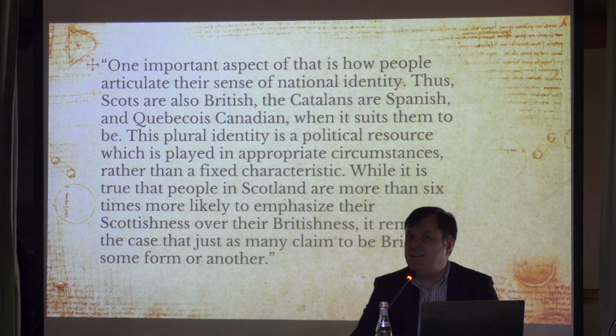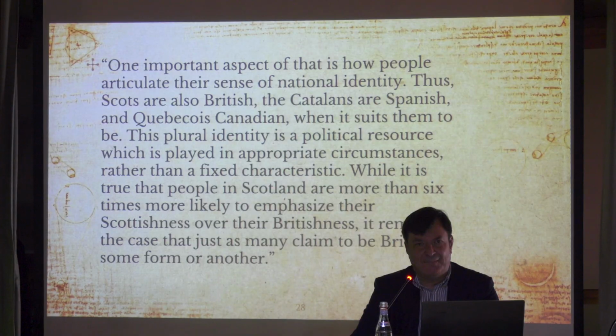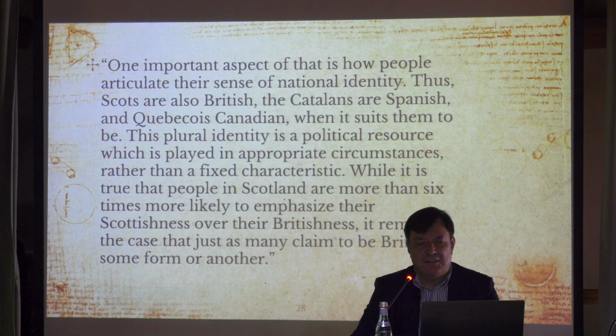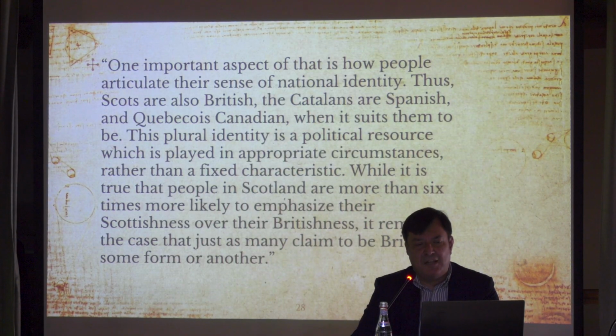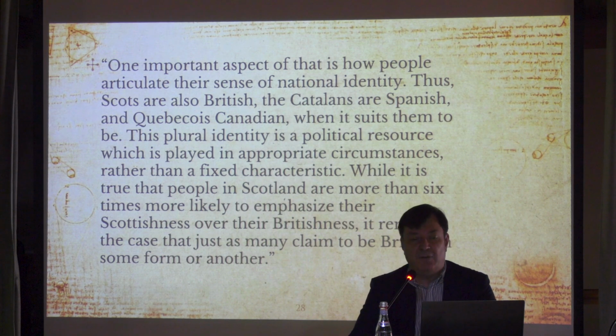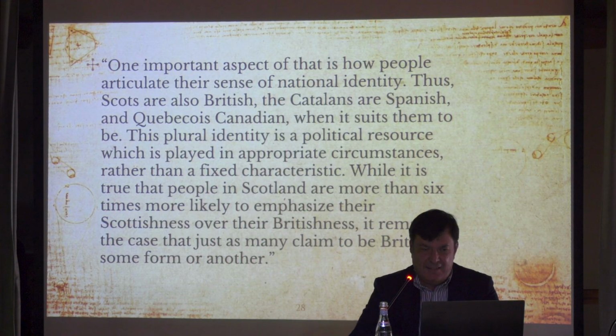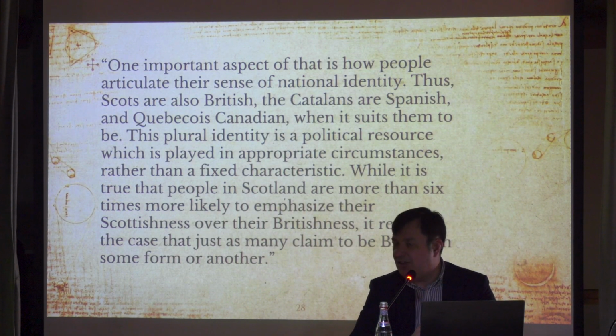So this is one of the definitions of plural identity from a modern author, David McCrone. And he actually speaks about Scots and Quebecois Canadians. And he says one important aspect of that is how people articulate their sense of national identity. Scots are also British, the Catalans are Spanish, and Quebecois Canadian when it suits them to be. This plural identity is a political resource which is played in appropriate circumstances rather than a fixed characteristic.